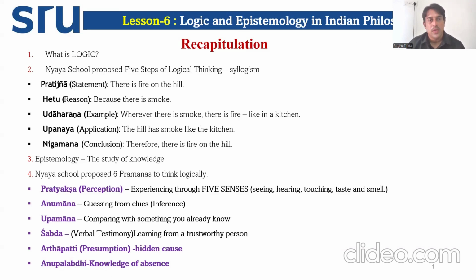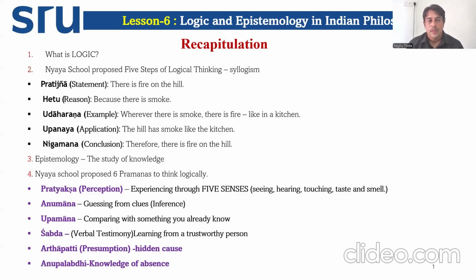Now, let's recapitulate lesson number 6, Logic and Epistemology in Indian Philosophy. Under lesson number 6, we had a discussion on 4 important points. One is, what is logic? Two, what are the 5 steps of logical thinking proposed by Nyaya school, which we call syllogism? Three, what is the meaning of the term epistemology? And number 4, what are the 6 pramanas? That is nothing but 6 different ways of logical thinking suggested by Nyaya school. Let us recapitulate each and every point in a very brief manner for a better understanding to move further.